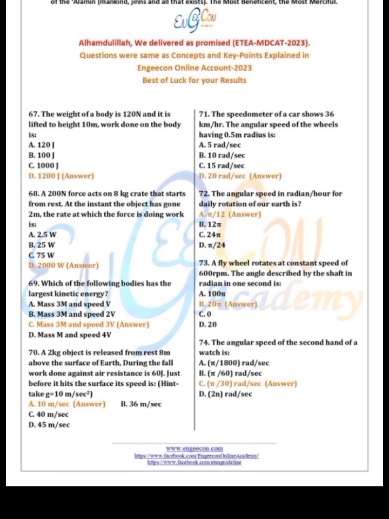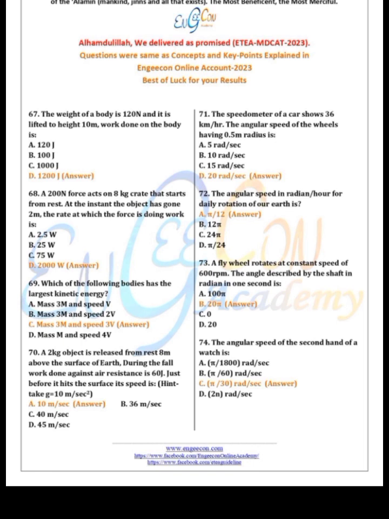69. Which of the following bodies has the largest kinetic energy? A. Mass 3m and speed v. B. Mass 3m and speed 2v. C. Mass 3m and speed 3v. Correct option is mass 3m and speed 3v.